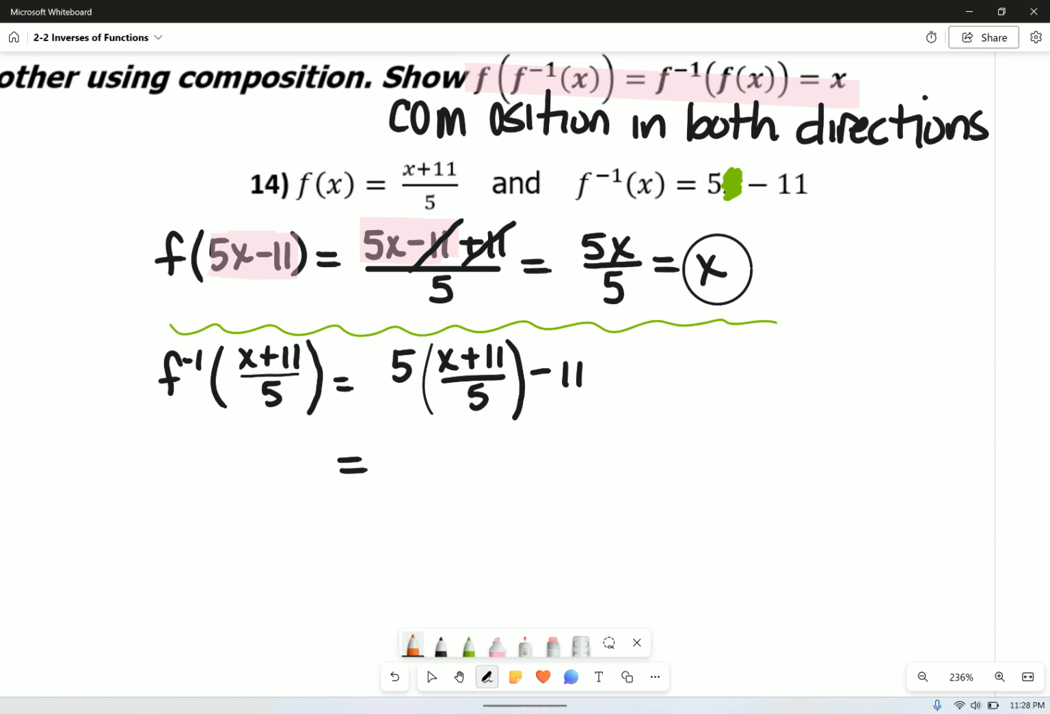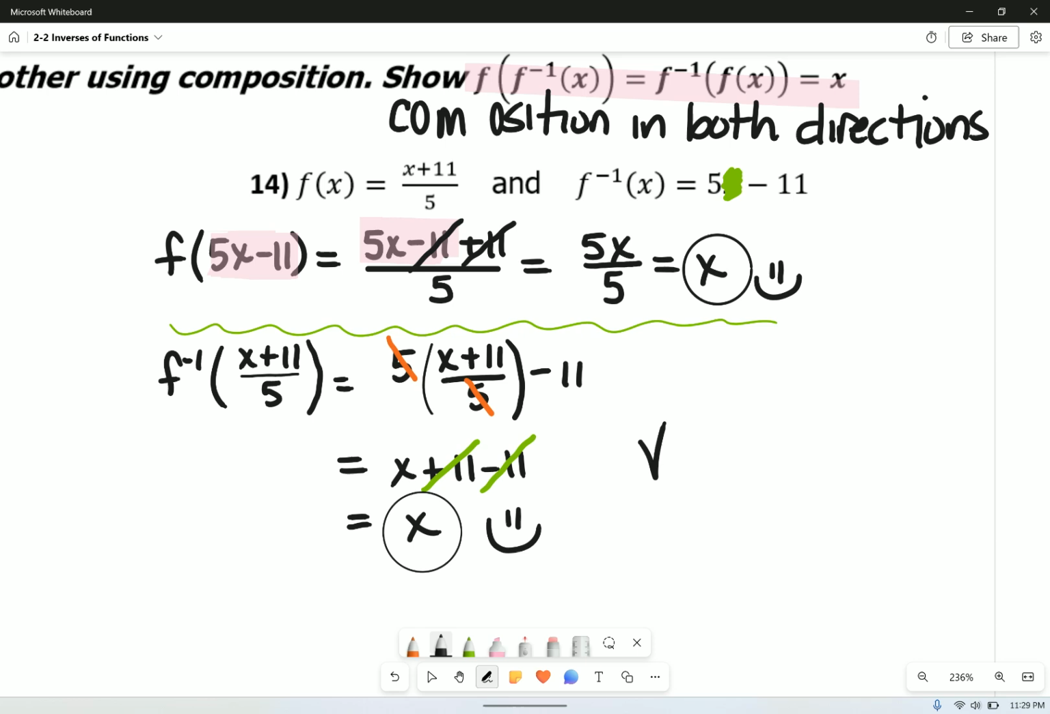So now start cleaning up. What can you clean up? This 5 divided by 5 makes a 1. So I'm left with x plus 11 minus 11. This plus 11 zeroes out with that 11. And so we're equal to x. And once again, as long as I get an x on both compositions, I have verified that those two functions are inverses.